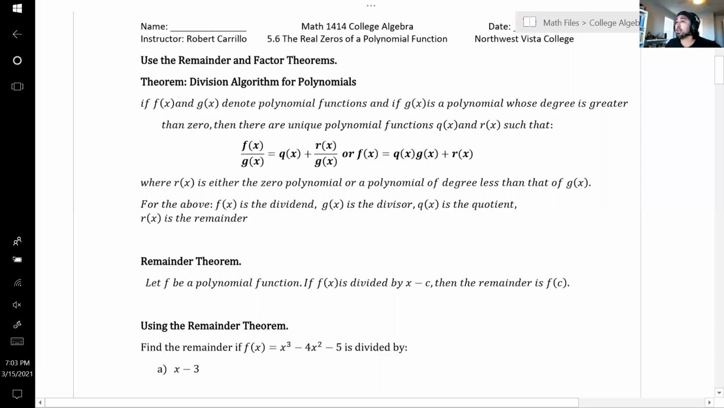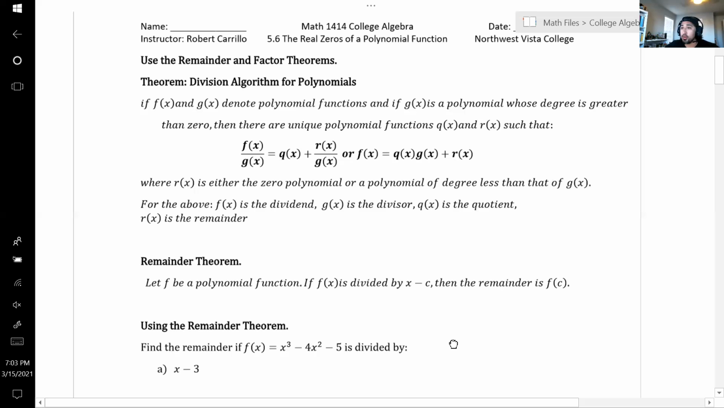Okay, today is 5.6. We will factor what looks like unfactorable polynomials today using something called remainder and factor theorems and with the help of synthetic division. So we've learned long division, synthetic division. So these are going to help us factor 4 to 10 term or more term polynomials.